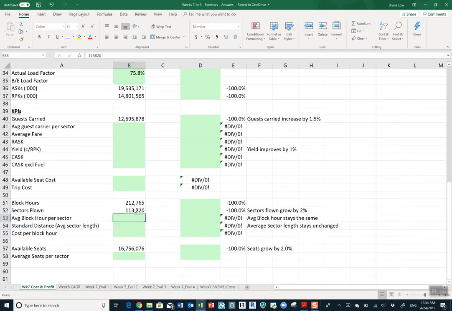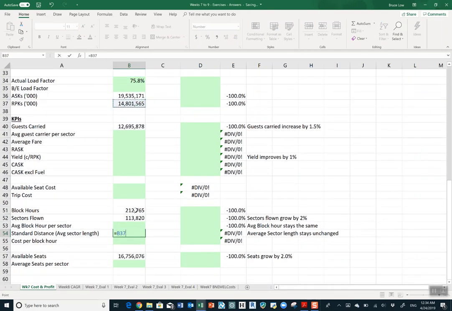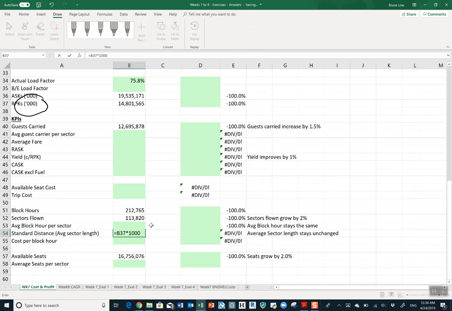Okay, so average block hour per sector. We've got block hours and we've got sectors. So our block hours divided by sectors will give average block hours per sector. Our average sector length is our RPKs times 1,000, because you'll see here it's in the thousands, divided by your passengers. It is almost 1,200 kilometres average distance.